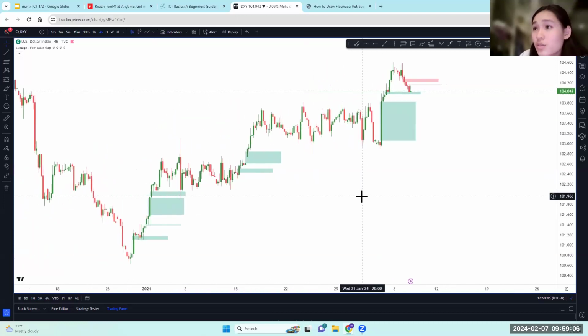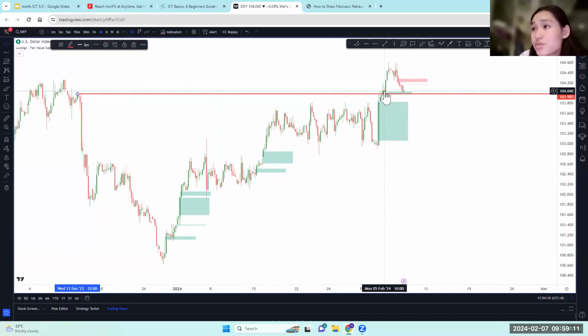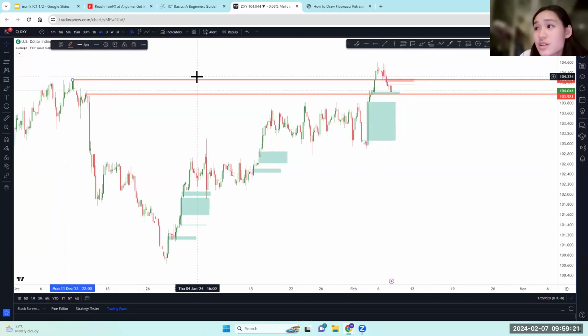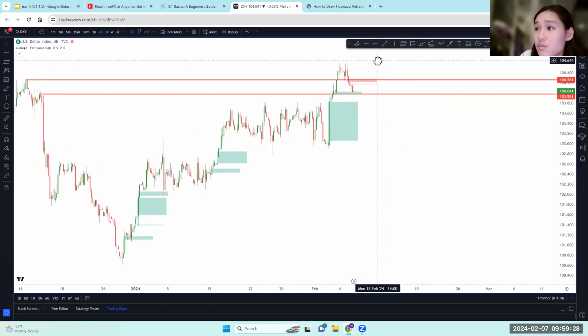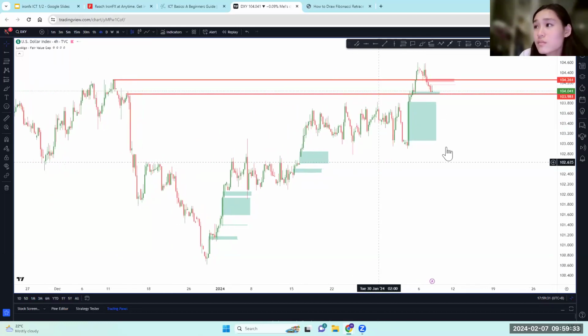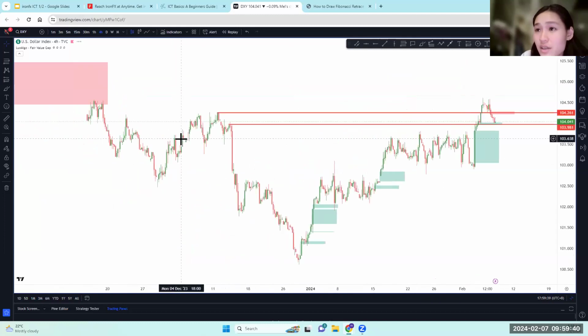So you can see that our fair value gap is in this area here. We have this green highlighted area, which is in line with this swing high. This fair value gap is in line with this resistance area as well. So we're expecting price to continue to rebound off of this area and drop below it. So that's for resistance levels.